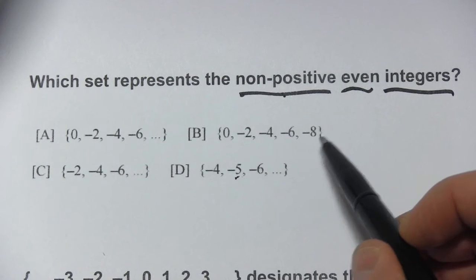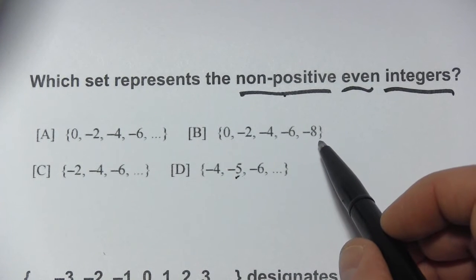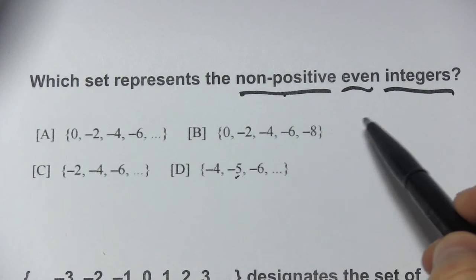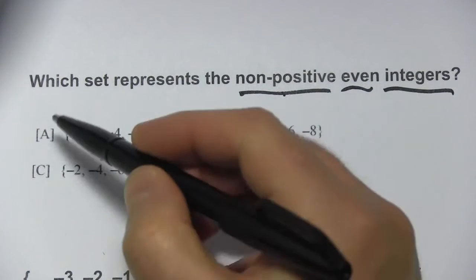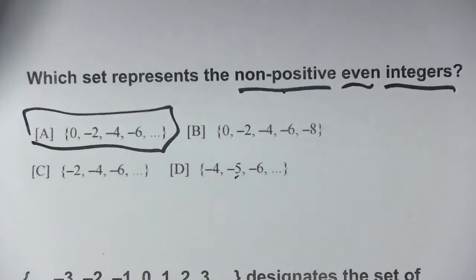So what's the difference between these two? Well, the difference is this set ends. There's no dot, dot, dot. So it starts at 0 and it ends at -8. But -10 would be a non-positive even integer. So it's got to be A. It's got the dot, dot, dot to send it on up to infinity.